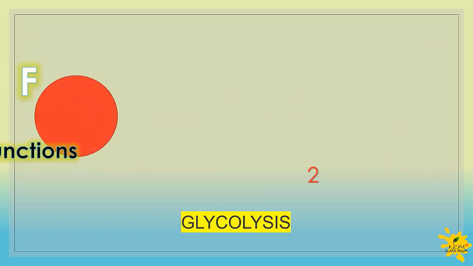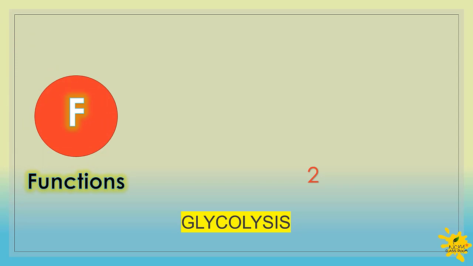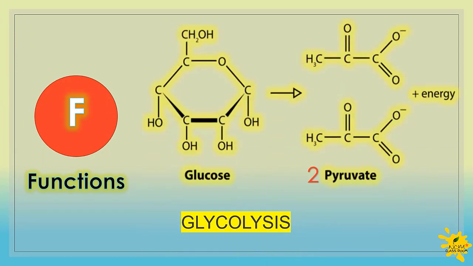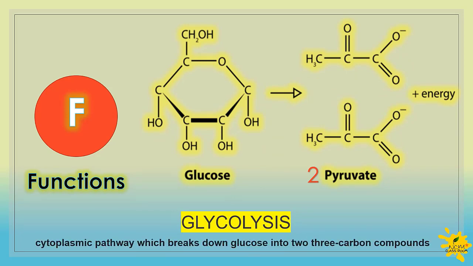And here, the functions of mitochondria. The main function is glycolysis, where a glucose molecule is converted into 2 pyruvate molecules, which are 3-carbon compounds. This is a cytoplasmic pathway. It occurs in both eukaryotes and prokaryotes in the cytoplasm.